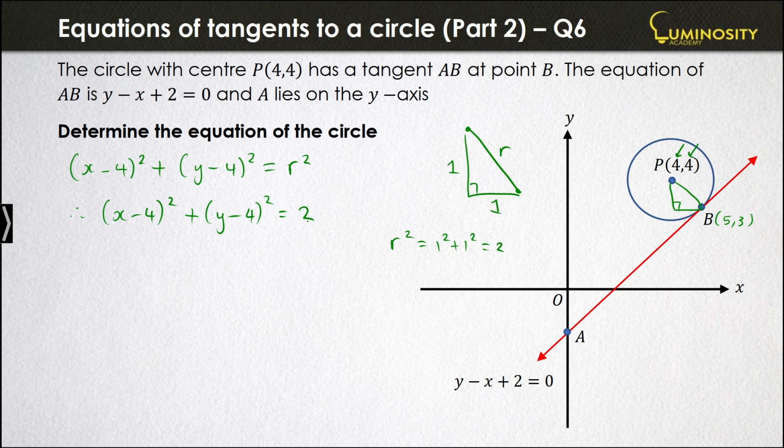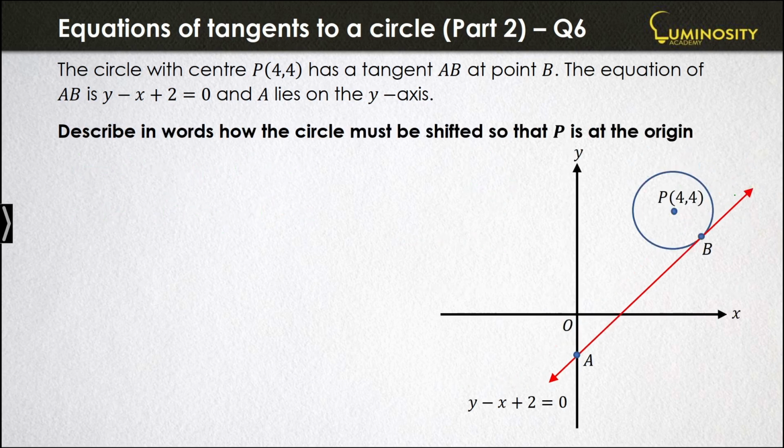If you substitute the point B(5, 3) in here, you're going to get 5 minus 4, which is 1 squared, and then 3 minus 4, which is negative 1 squared. Add those two together, you'll still get 2. So this is definitely a point on the circle. So that's the equation of the circle. Let's just put the point in here.